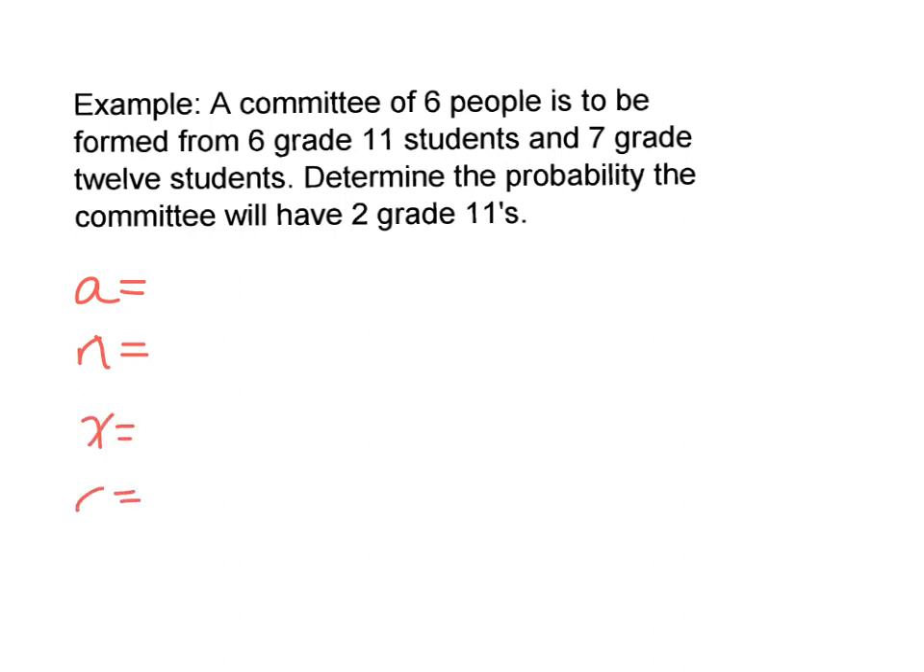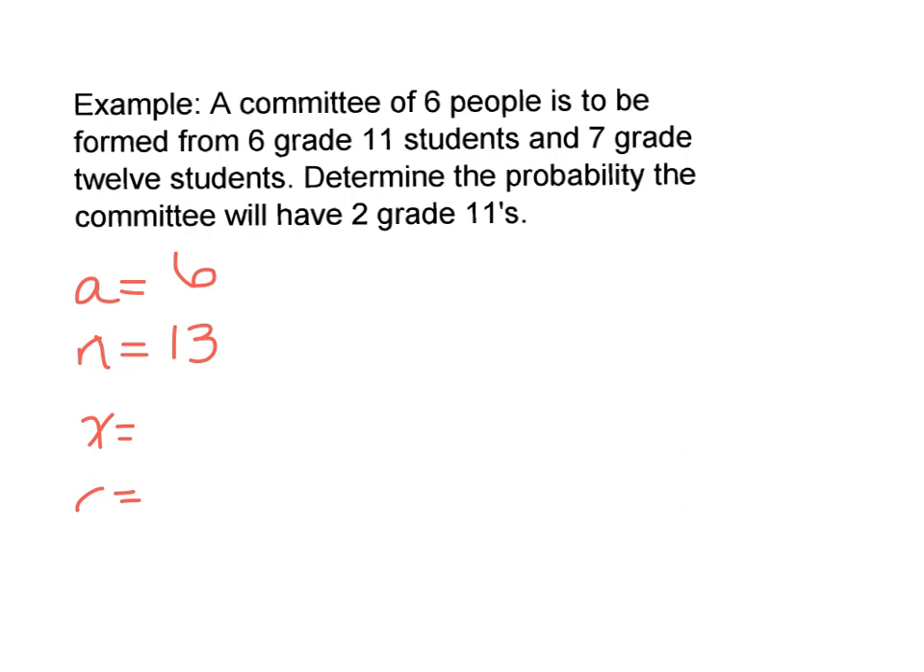So A is the number of successes available. In this case, success is grade 11 students being on the committee. So A is going to be 6 because there are 6 grade 11 students. N is the population size, not the trials, the population size. So we have 13 students total. So that's where N is going to come from.